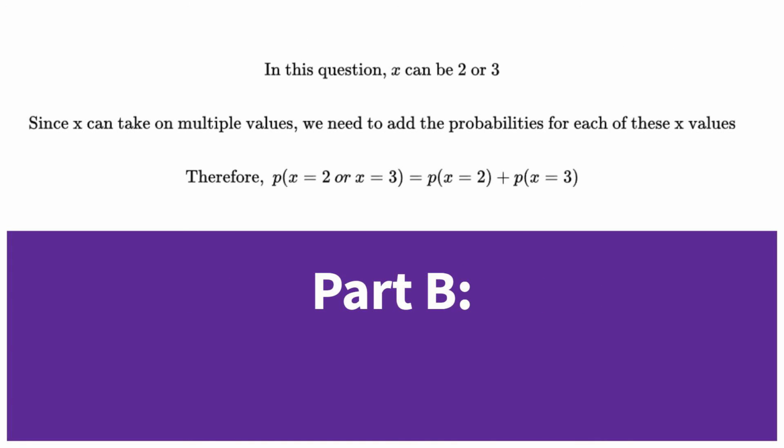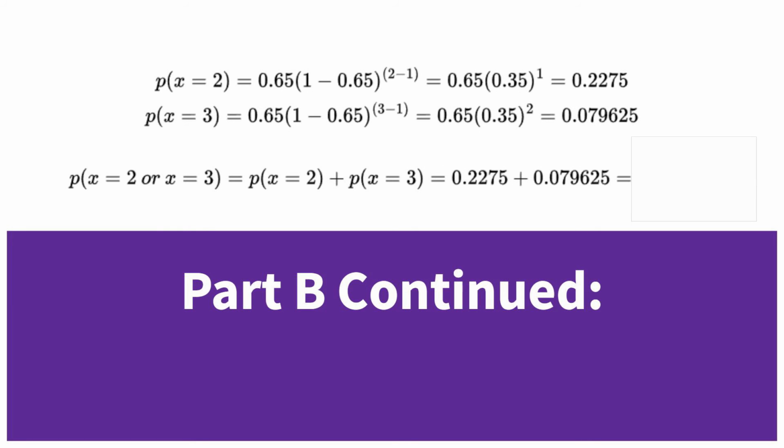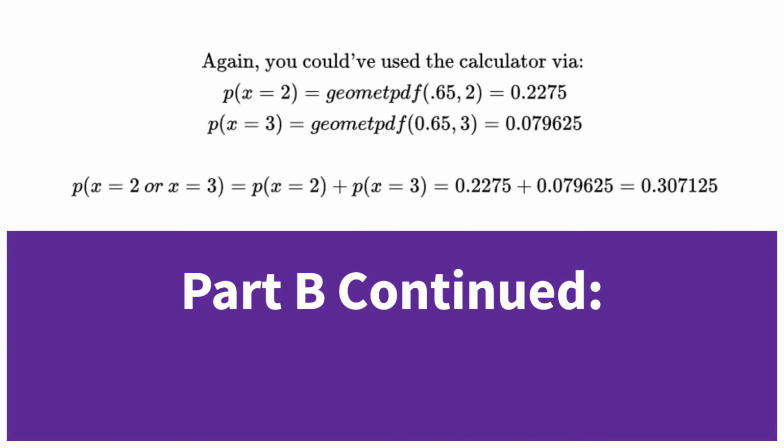For part B, x can be 2 or 3, and since x can take on multiple values, the total probability of x being 2 or 3 is actually the sum of P of x equals 2 and P of x equals 3. So for P of x equals 2, it's 0.65 times 0.35, which equals 0.2275, and P of x equals 3 is 0.65 times 0.35 squared, which is 0.079, and when you add those two up together, you get 0.307. Again, you could have used the calculator for this using 0.65 as your probability and 2 or 3 as your number of trials, and you get the same result either way.